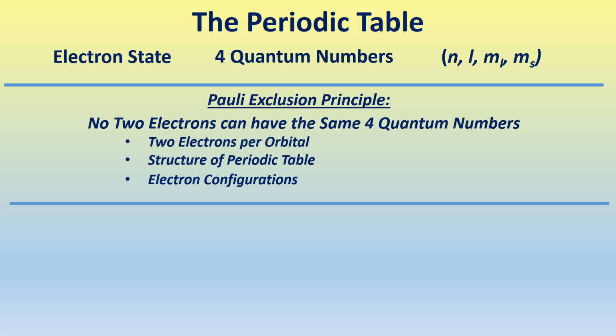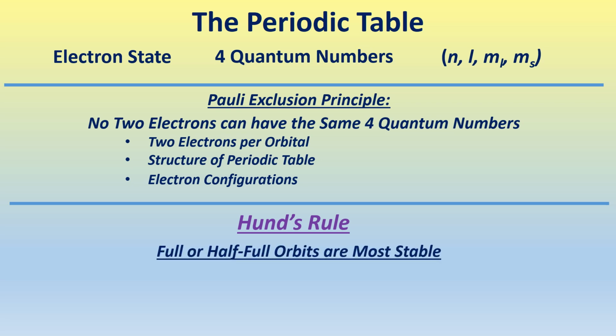In terms of reactivity, there is another point to consider in the distribution of electrons. The Pauli exclusion principle tells you how many electrons are in an orbit. It doesn't tell you where they are. There is another concept called Hund's rule, which says that as those electrons are distributed, either full or half-full orbits are going to be the most stable.